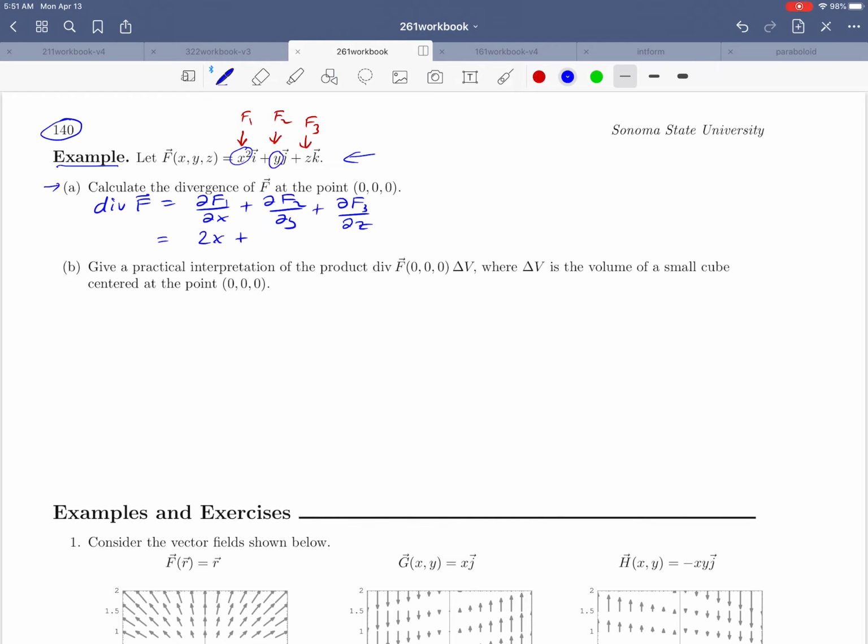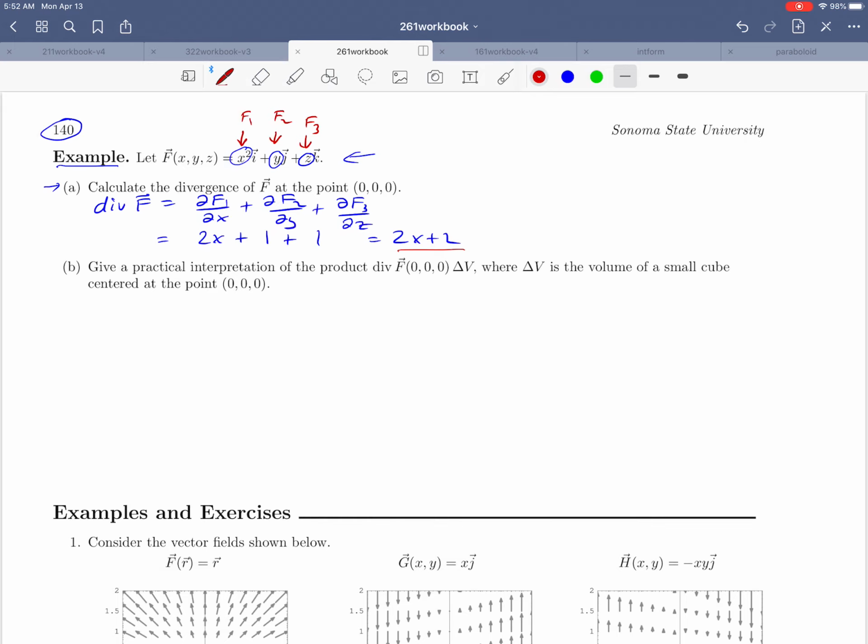Then we move over to the y. Its derivative with respect to y is 1. And then finally z, its derivative with respect to z is 1. And so what we end up with is 2x plus 2. There's our formula for the divergence.